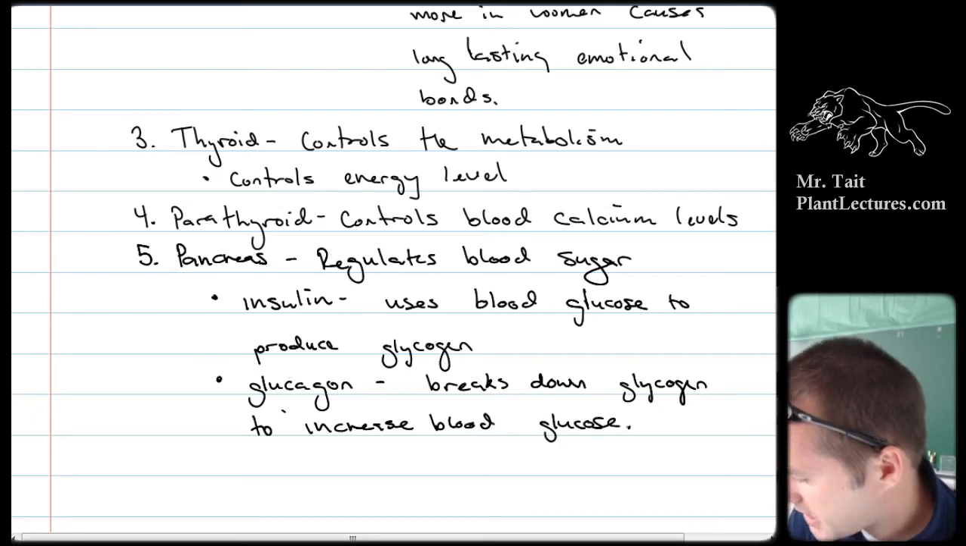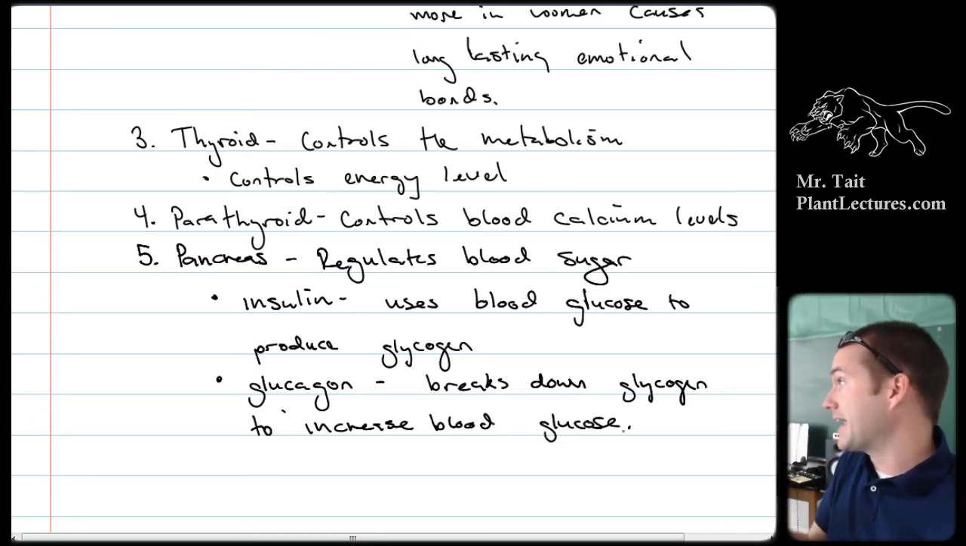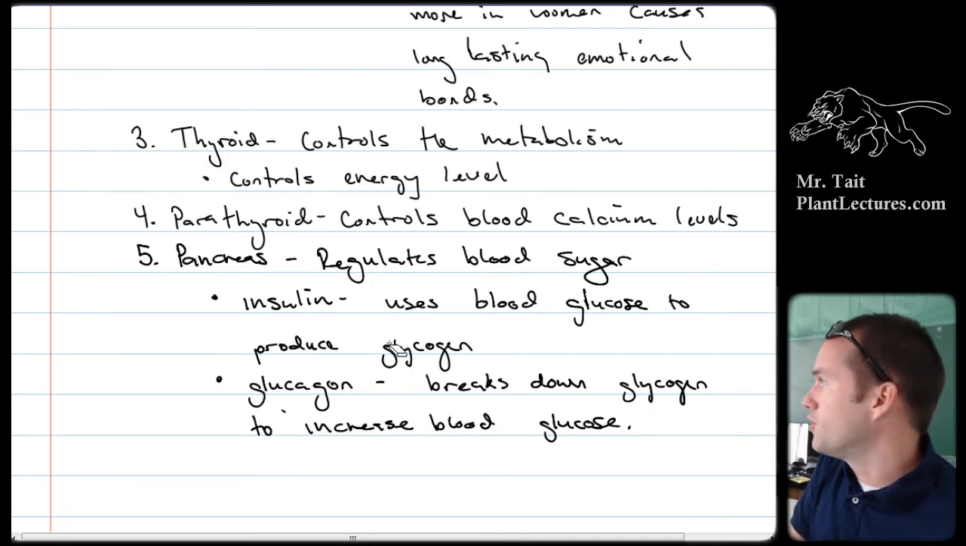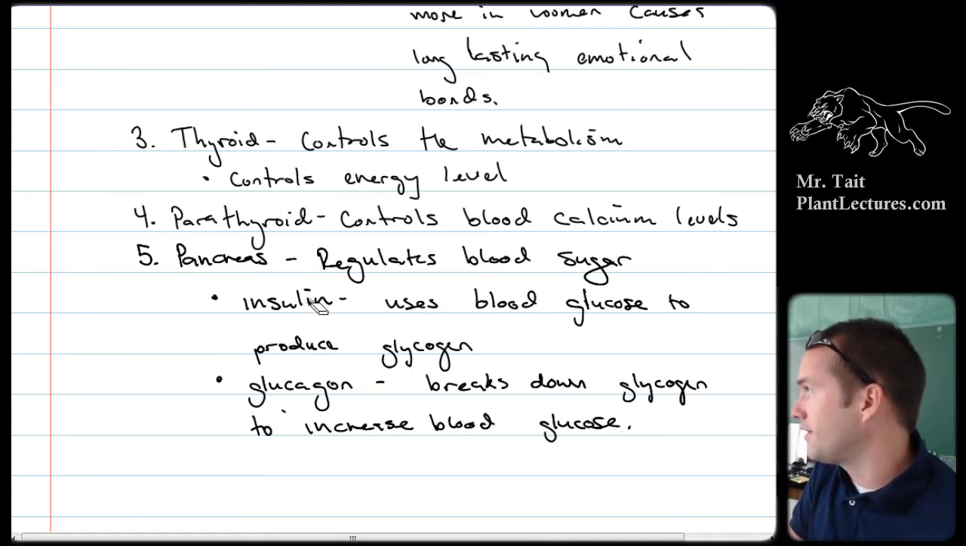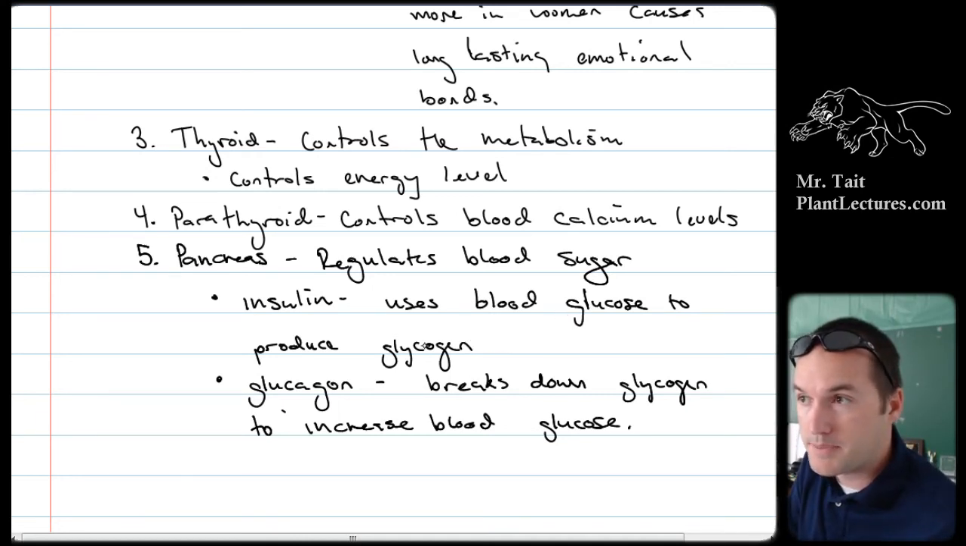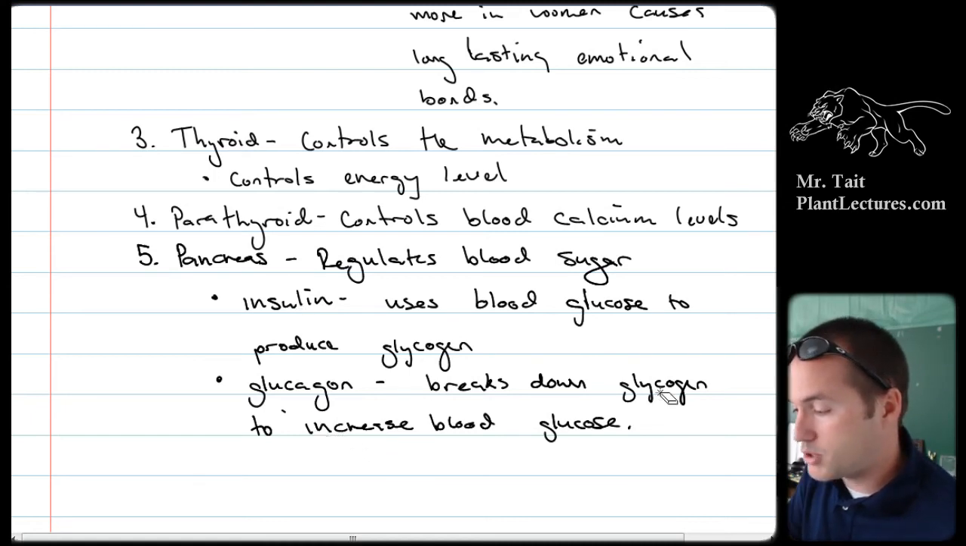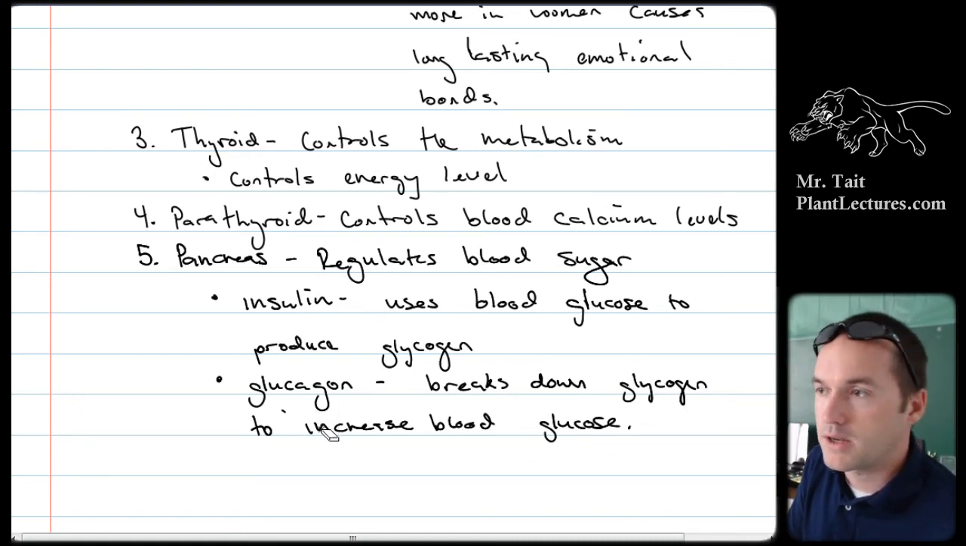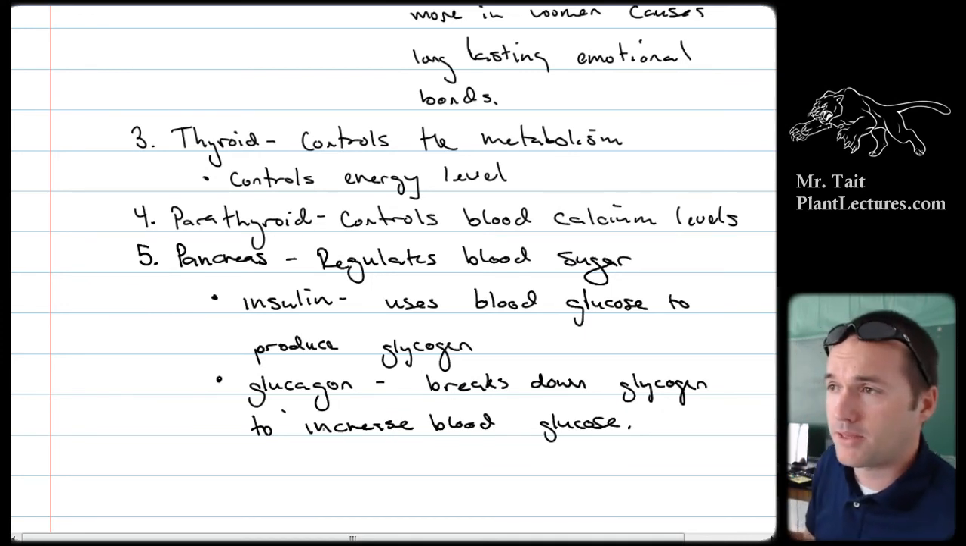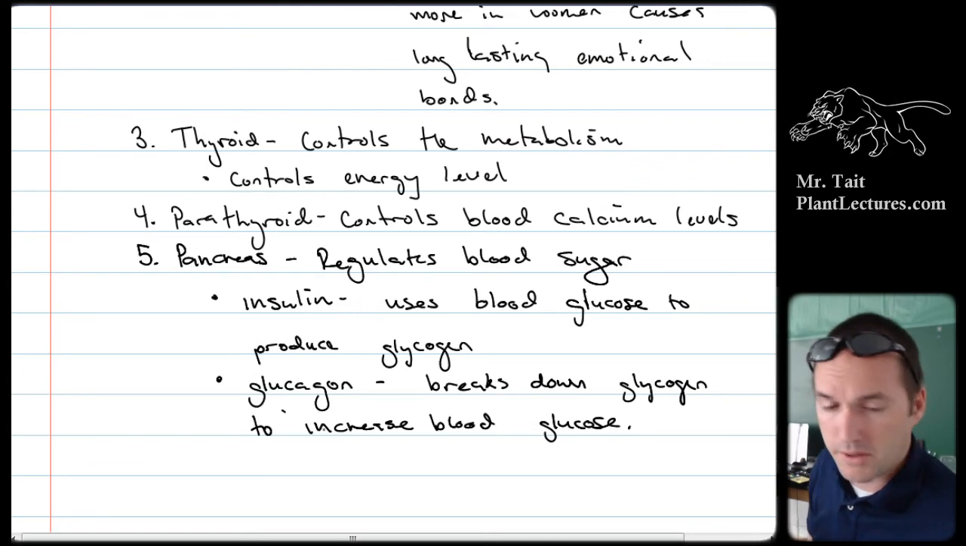So these are both examples of negative feedback. If your blood glucose is high, your body releases insulin that uses that blood glucose to produce glycogen, which then lowers your blood sugar and stops the insulin from being released. If your blood glucose is low, your body releases glucagon, which breaks down some of the glycogen and increases the blood glucose, which stops more glucagon from being released. Right? So negative feedback loops. This is in contrast to the positive feedback loop that we saw with oxytocin and uterine contractions.